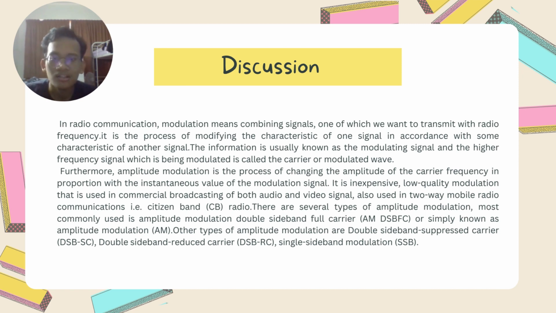There are several types of amplitude modulation. The most commonly used is amplitude modulation double sideband full carrier (AMDSFC), or simply known as amplitude modulation (AM). Other types of amplitude modulation are double sideband suppressed carrier (DSB-SC), double sideband reduced carrier (DSB-RC), and single sideband modulation (SSB).